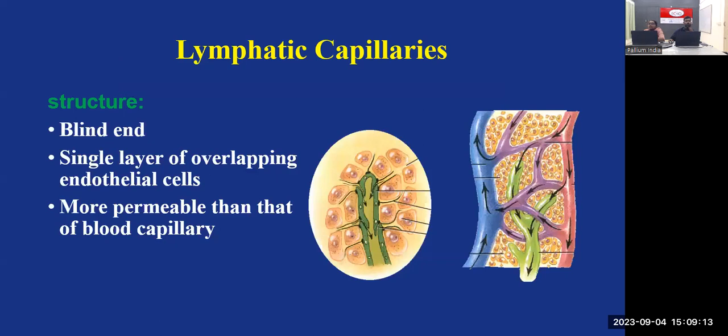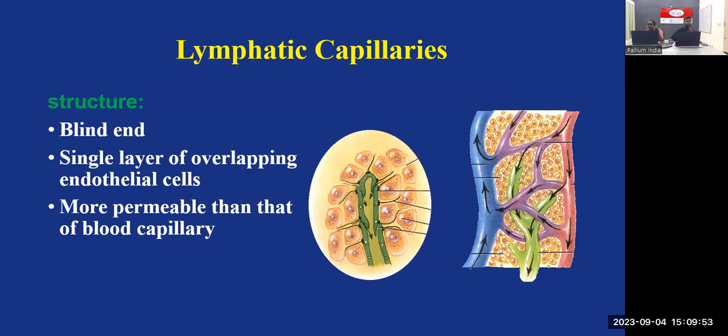Next is the lymphatic capillaries. As I mentioned earlier, the lymphatic capillaries are in the interstitial space and look like overlapping endothelial cells. They have a blind end and are more permeable than blood capillaries. This is the structure of the lymphatic capillaries. Because of this, they can more easily absorb the lymphatic fluid from the interstitial space, because they are more permeable.